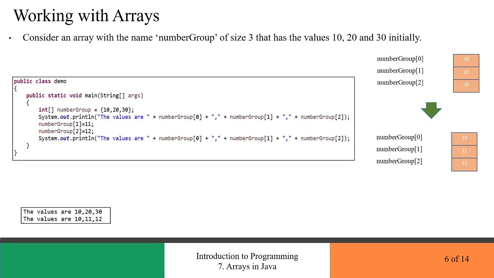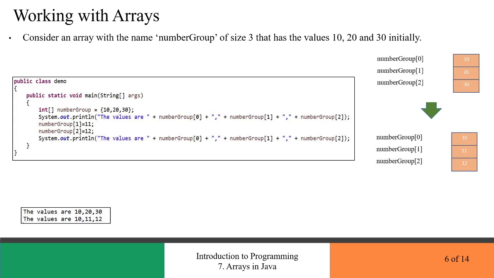Let us try to work through this with an example. Consider an array that has the name number group. It is an integer array that stores 3 integers and has the values 10, 20, and 30 initially. If you look at the program, we are creating an integer array, naming it number group, and assigning the values 10, 20, and 30 to it. Following this, we are displaying the values of numbers as the values are 10, 20, 30.